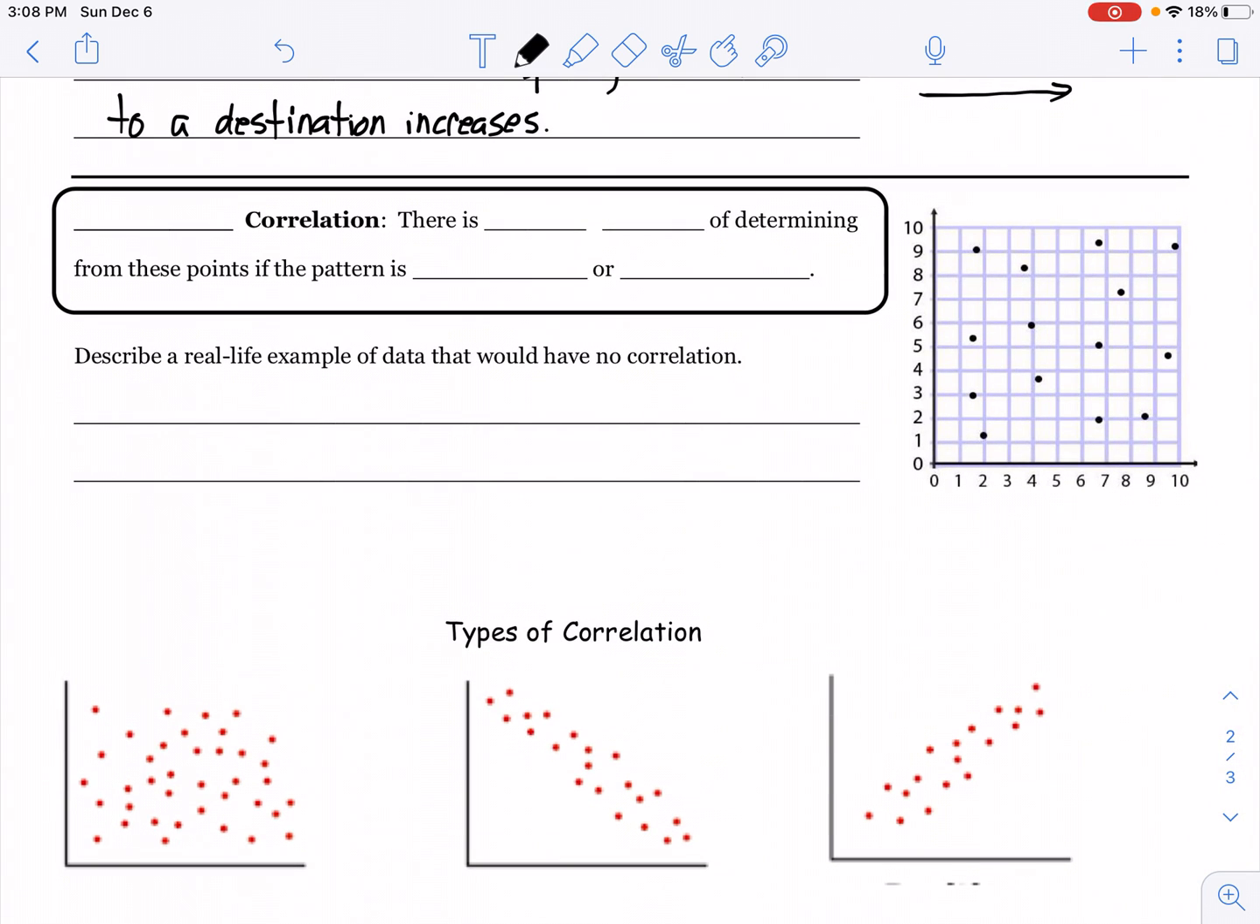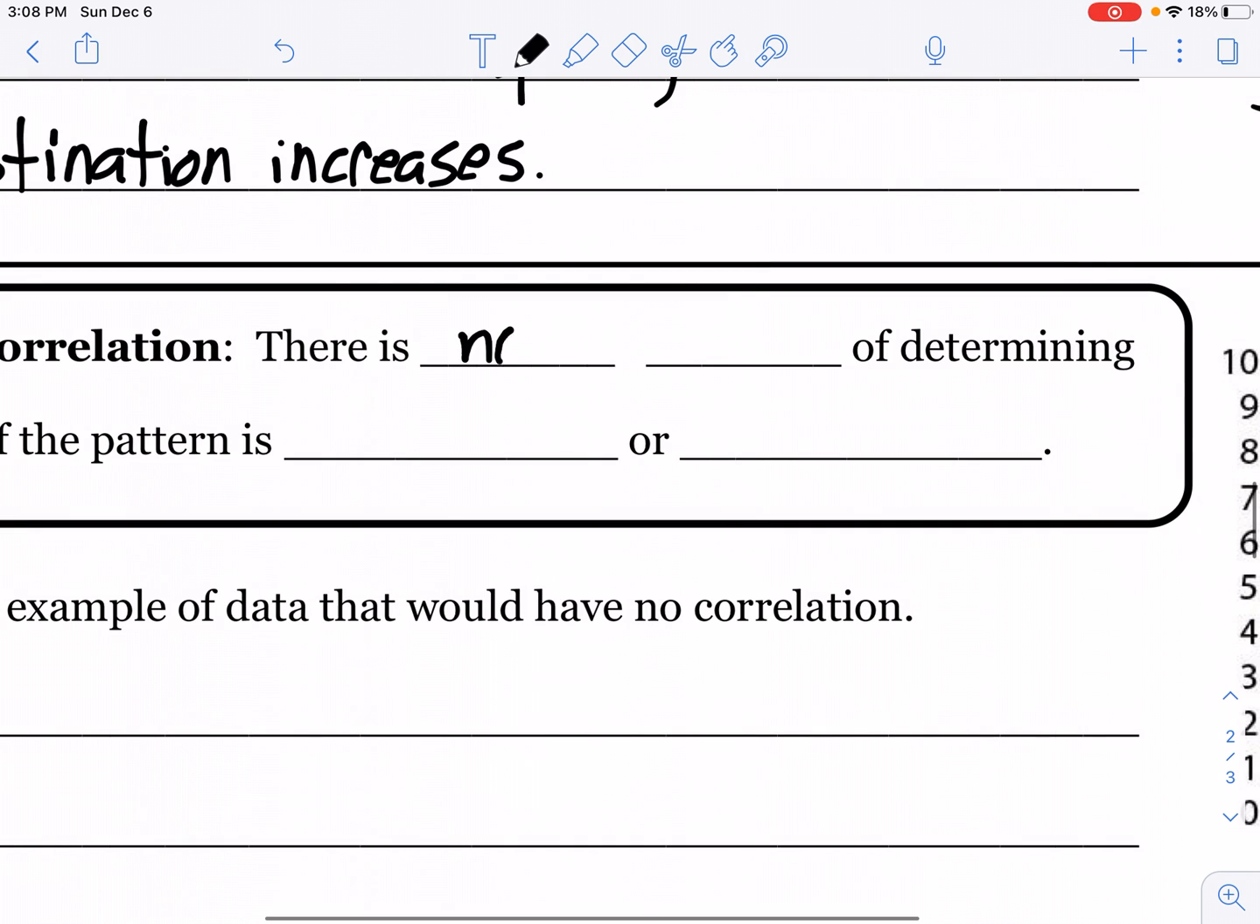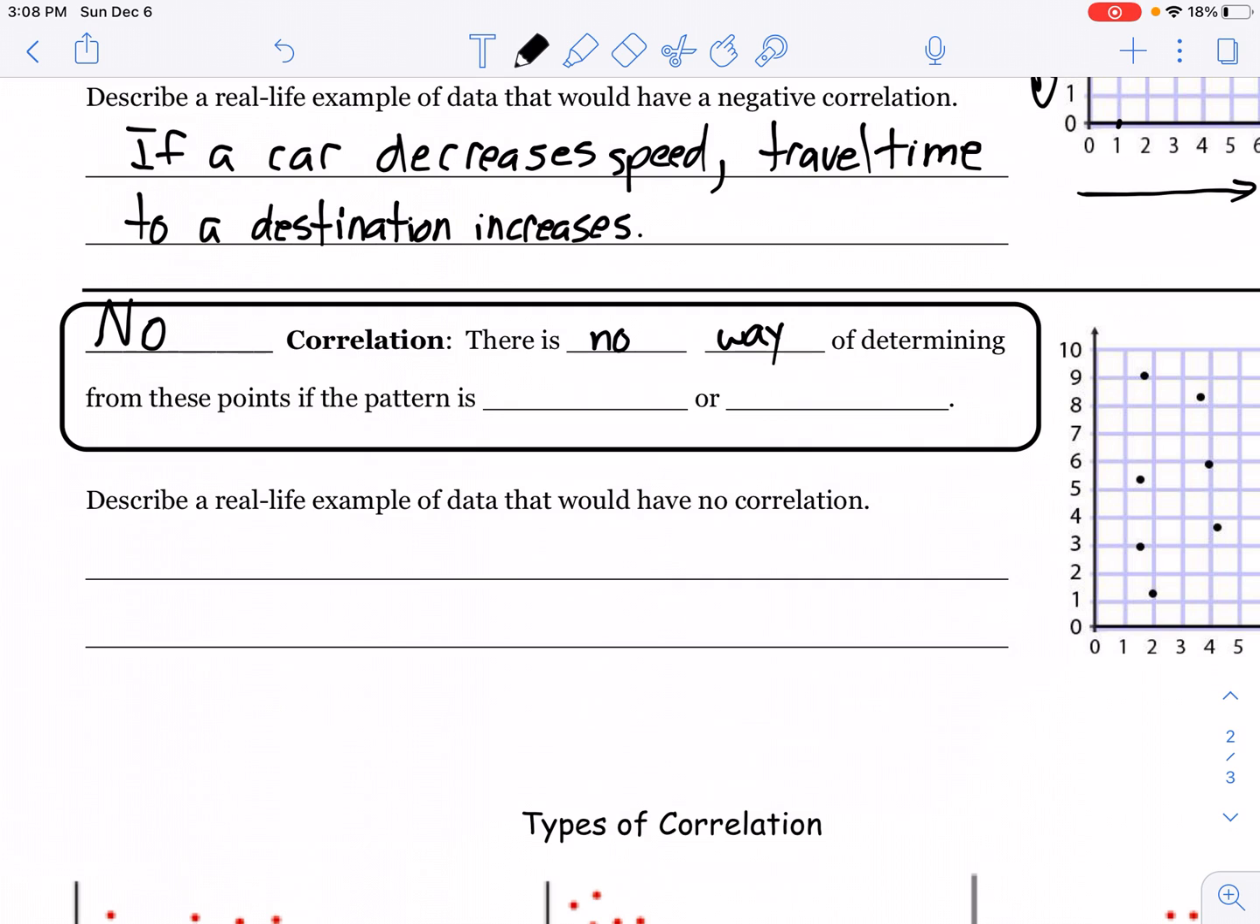Then the last correlation we're looking at is no correlation. If we have no correlation, there is no way of determining from these points if the pattern is positive or negative. In other words, it's so scattered, there's no discernible way of telling if there's a general trend. Are things increasing together, or is one increasing and one decreasing? There's no discernible way to tell what's going on here.